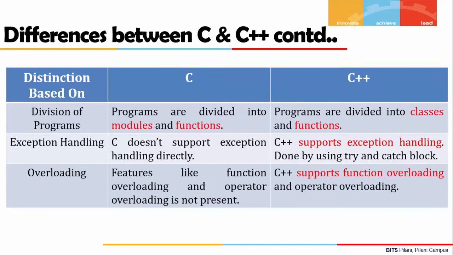Some more differences. The programs in C language are divided into modules and functions. The programs are divided into classes and functions in the C++ programming language. C does not support exception handling directly. It can be done through some other functions. C++ supports exception handling. It can be done using try and catch block.